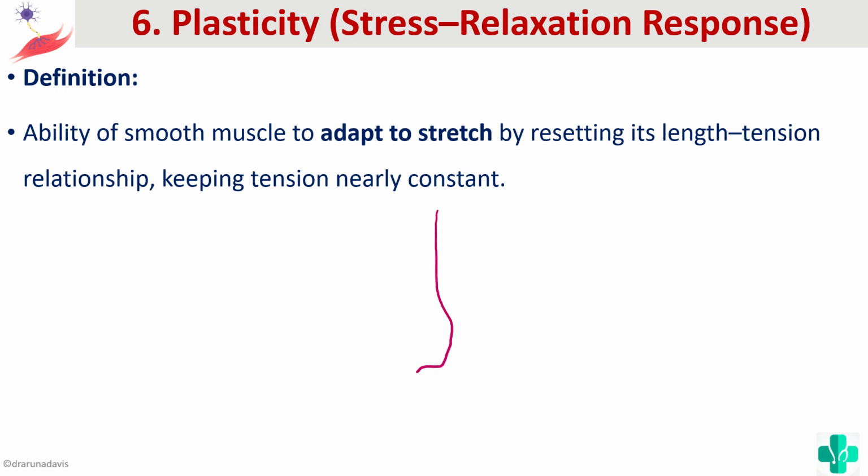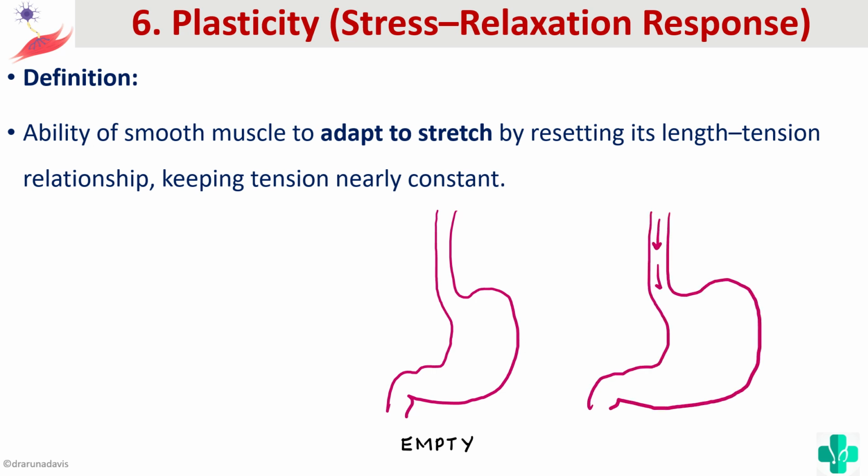So suppose this is the stomach and it's empty right now. But suppose the stomach starts filling up. The tension inside the stomach would ideally increase, but that increase in tension is being negated by relaxation of the fundus. This is called receptive relaxation. The same thing happens in the urinary bladder also.